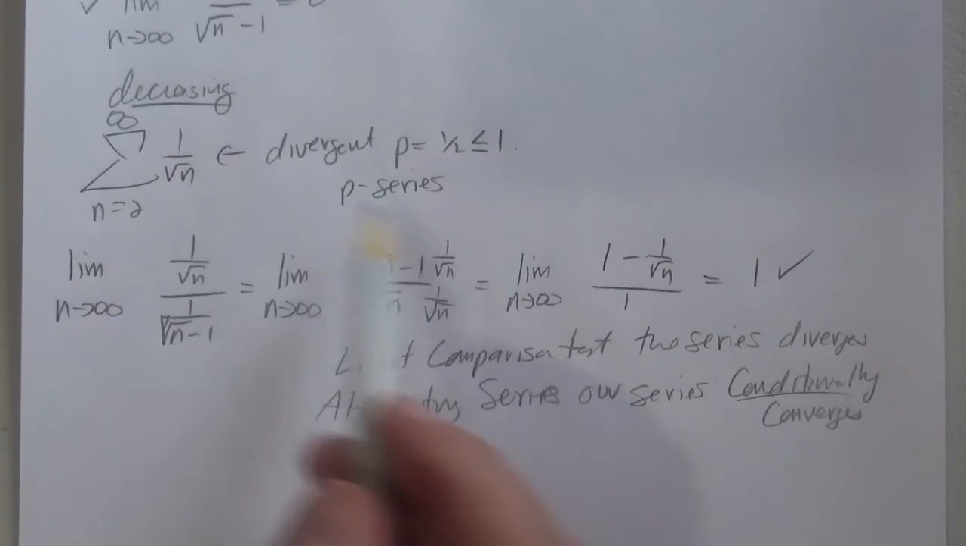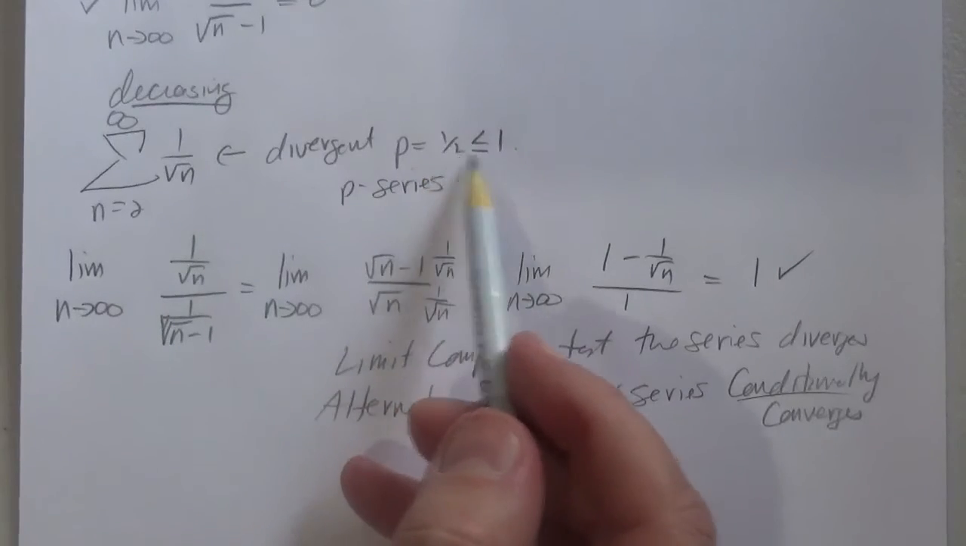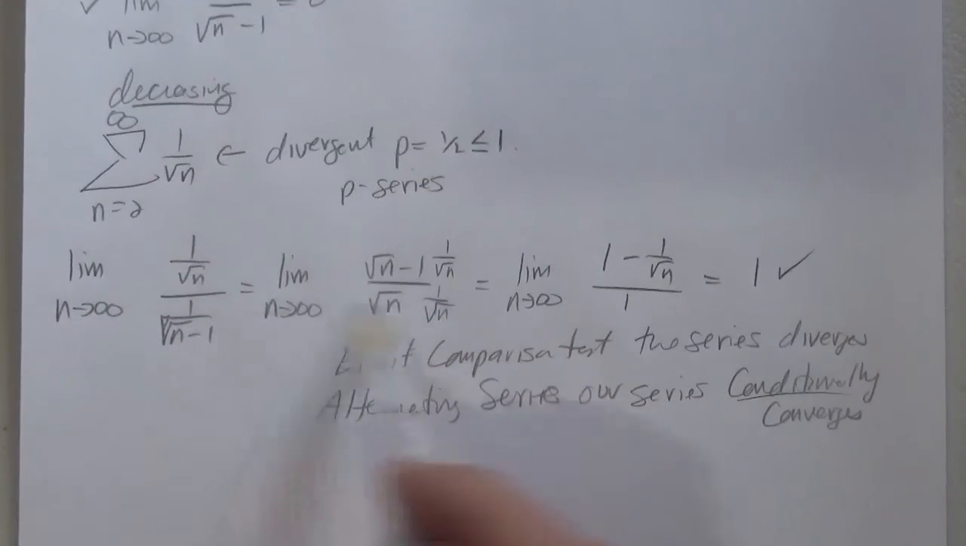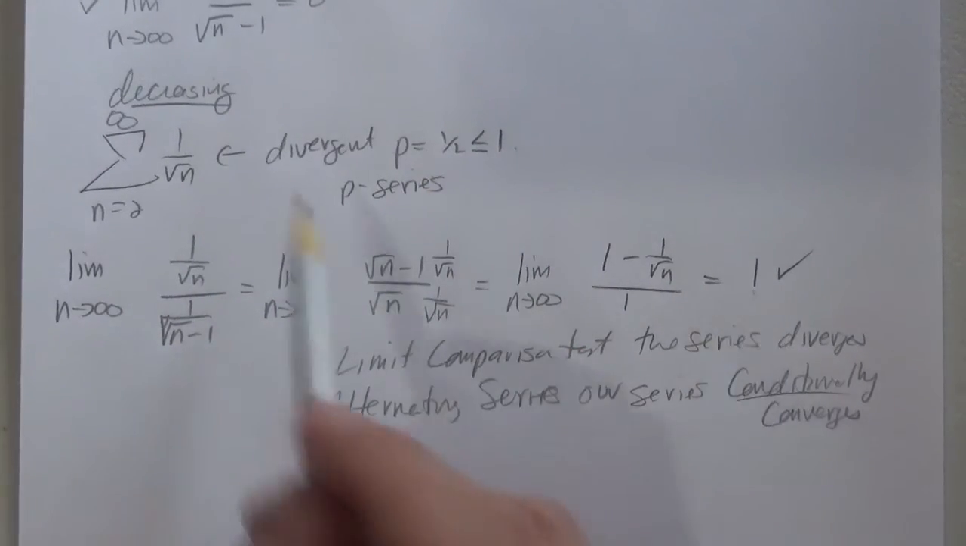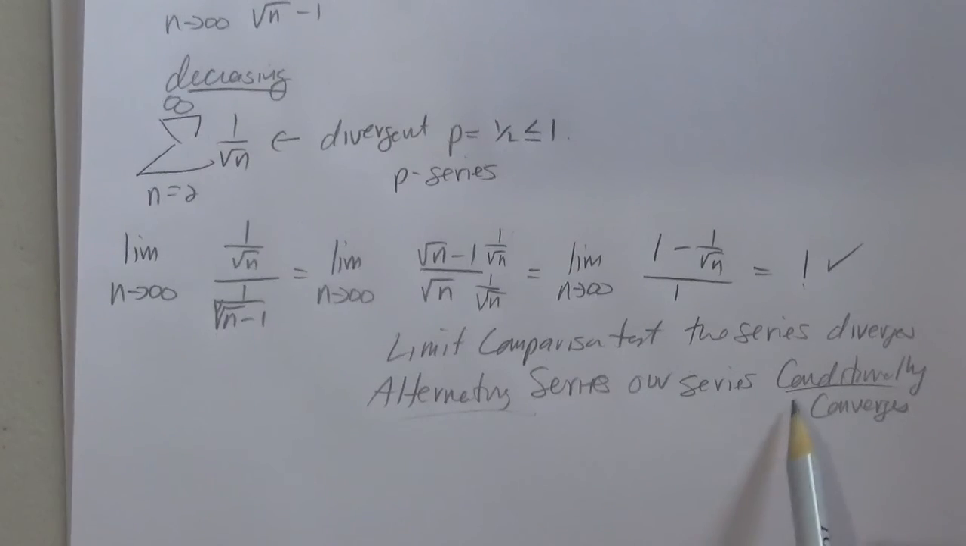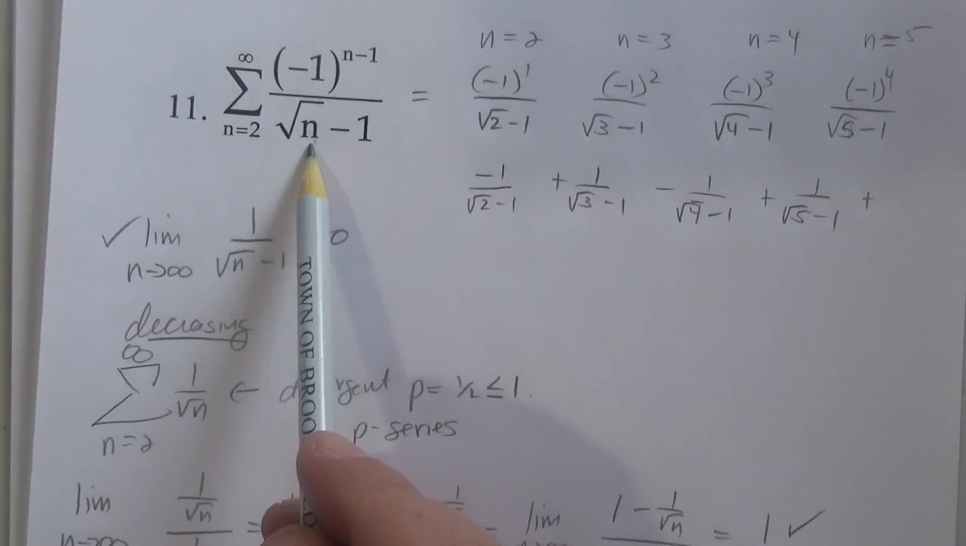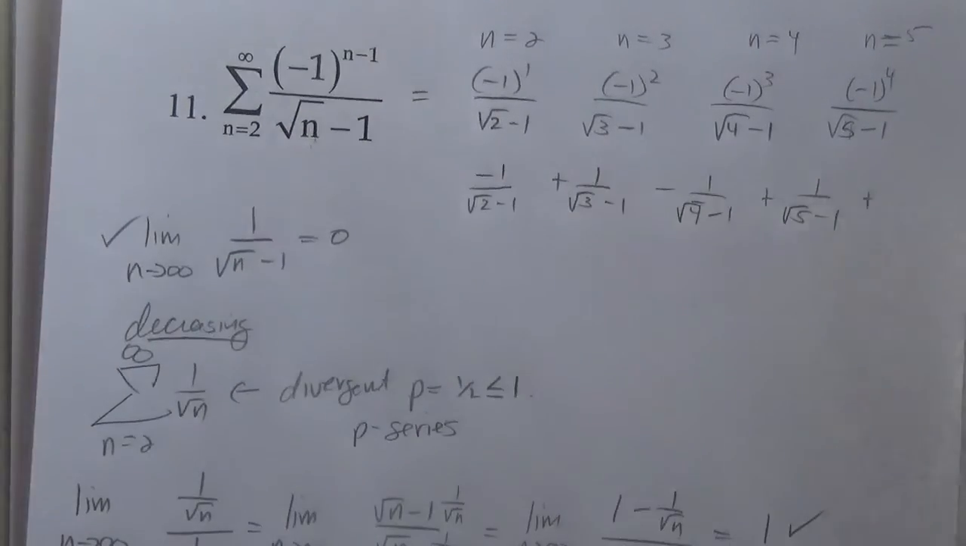We did over here, we limit compared to 1 over radical n, which is a divergent p series, because p is equal to a half, less than or equal to 1. The limit comparison test gave me 1, so therefore I know that this series, excuse me, my original series, is also going to diverge. So therefore our alternating series conditionally converges, because we need the plus and minus signs, all the alternating, to make it so that this series does in fact converge.